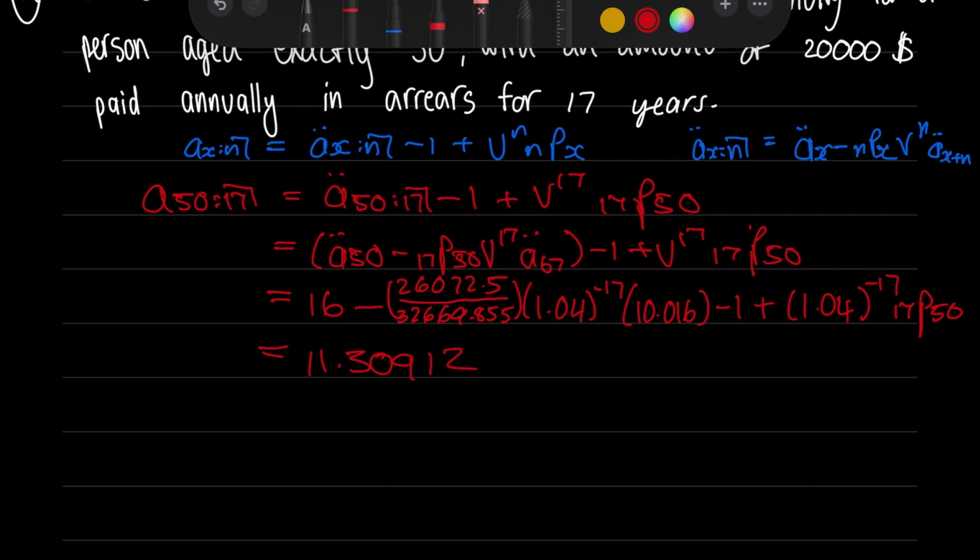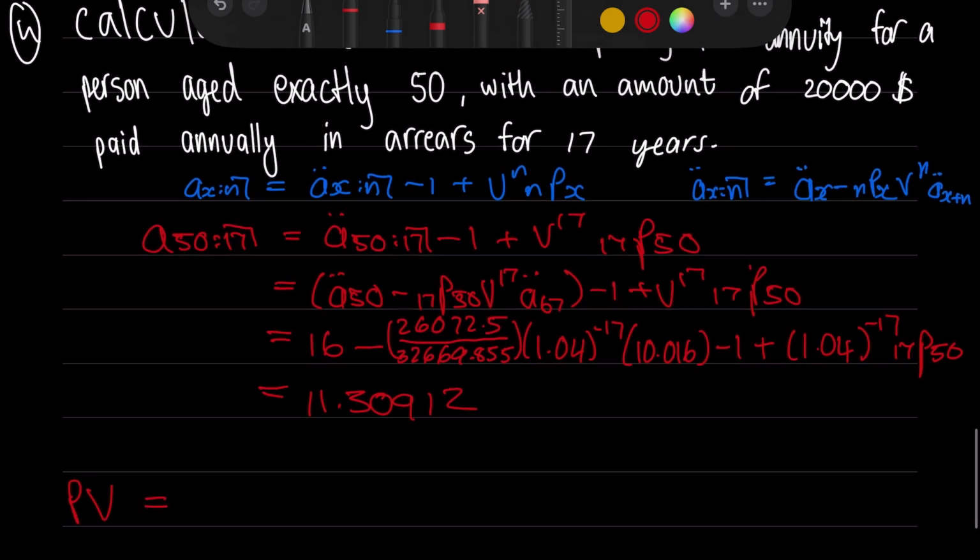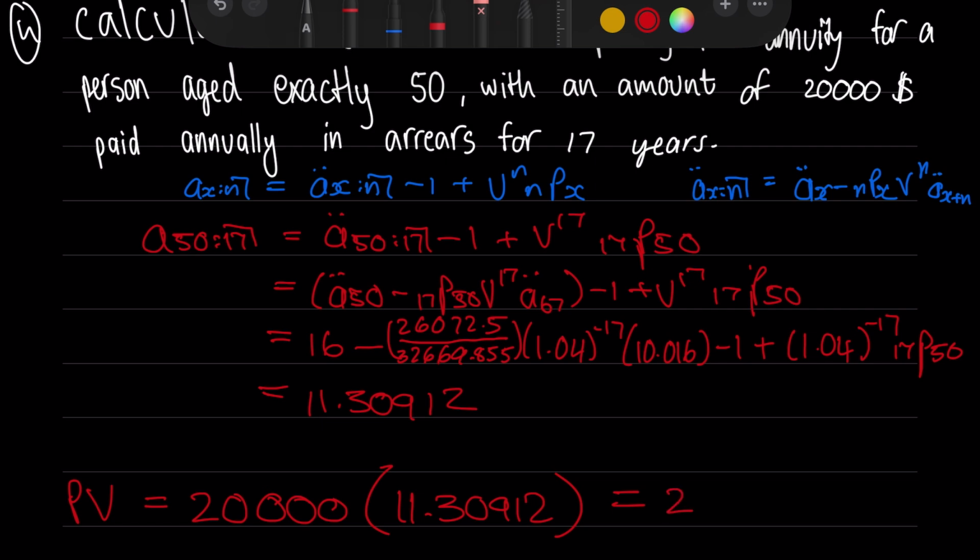cool. However, it's not our answer. Remember, we need to calculate the present value. Present value is equal to 20,000 multiplied by 11.30992. And in the calculator, this gives me, cool. So that is the answer.